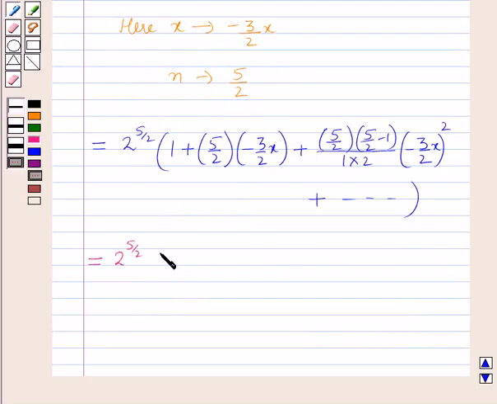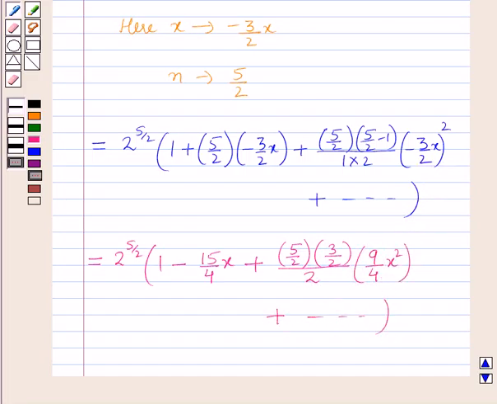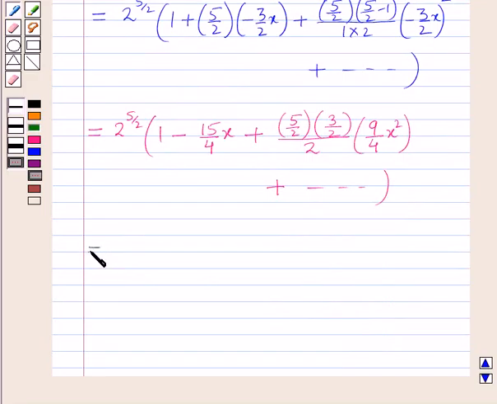2 raised to power 5 by 2 inside 1 minus 5 into 3 is 15 and 2 into 2 is 4, so it will be 15 by 4 x plus 5 by 2 into (5 by 2 minus 1) is 3 by 2 over 1 into 2 is 2 into (minus 3 by 2 x) whole square is 9 by 4 x square plus so on. Further, this will be equal to 2 raised to power 5 by 2 inside 1 minus 15 by 4 x plus, on solving this, it will be 15 by 8 into 9 by 4 x square plus so on.